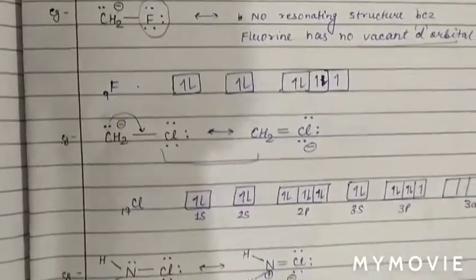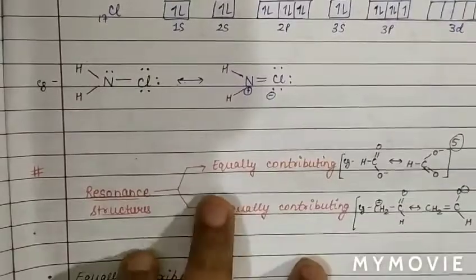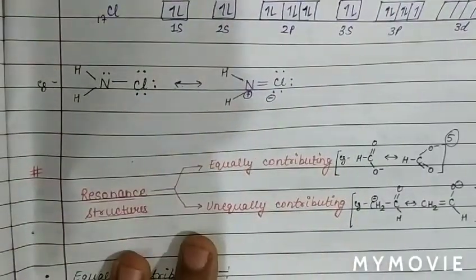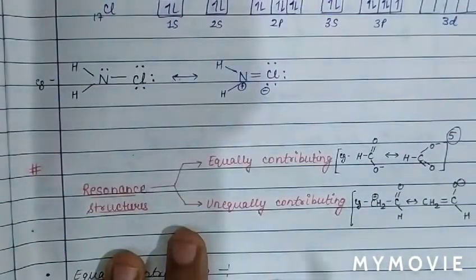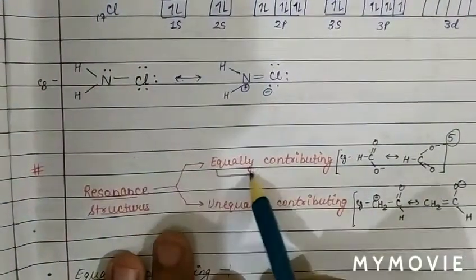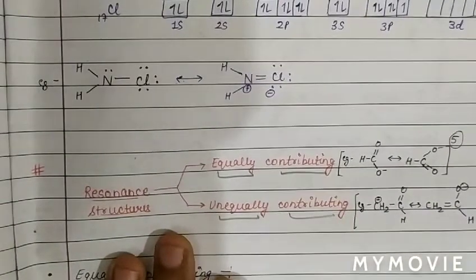Now we will discuss the resonance structures. Basically there are two types of resonance structures. What are the two types of resonating structures? One is the equally contributing structure and the other is the unequally contributing structure.